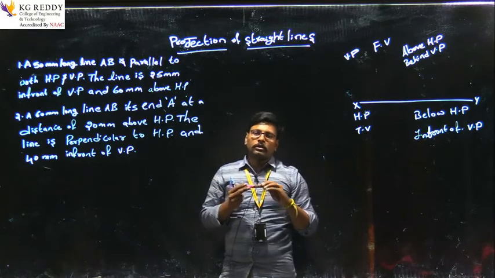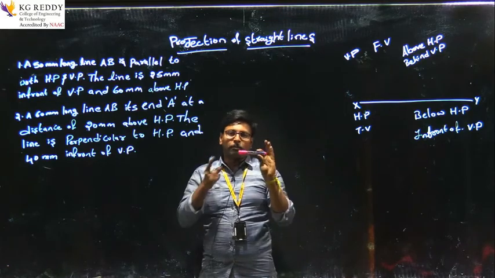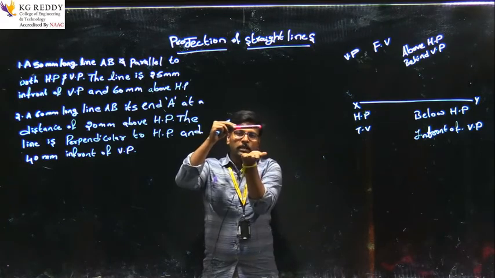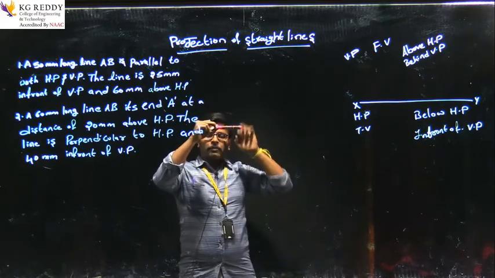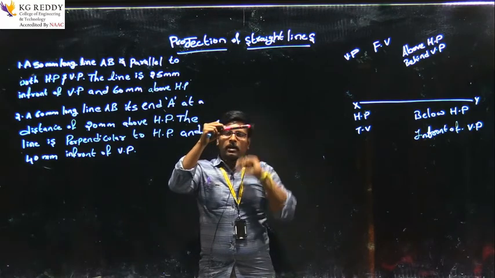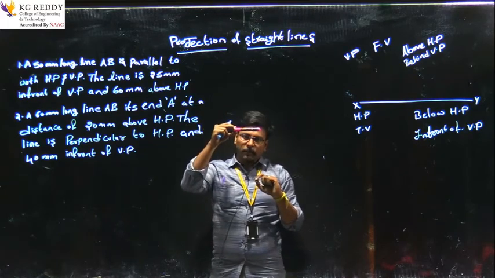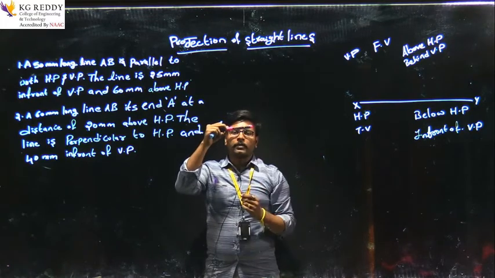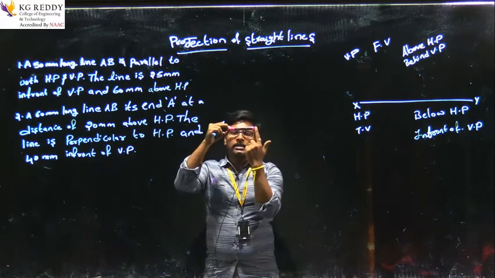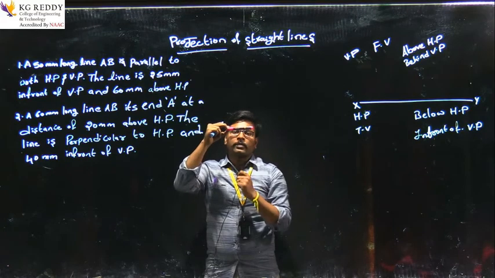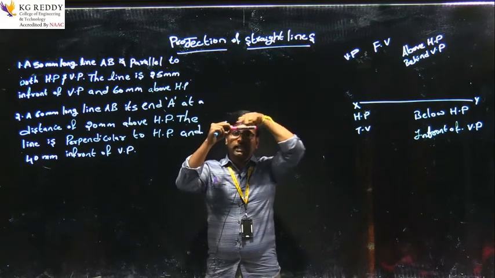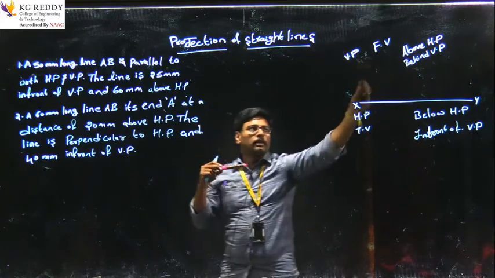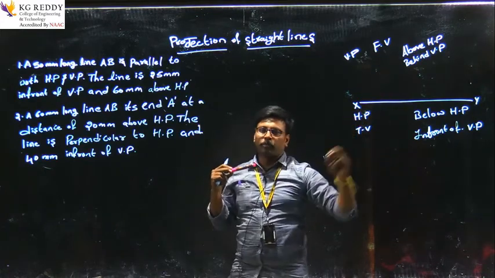Let me do some problems on this concept, parallel to both the planes. Imagine the floor is a horizontal plane and the wall is a vertical plane. While I am placing this line parallel to both the planes, we have a front view and a top view. The front view is a horizontal straight line, and the top view is also a horizontal straight line. These are the shapes we have to draw on the vertical and horizontal planes.